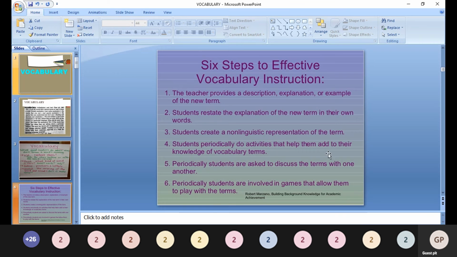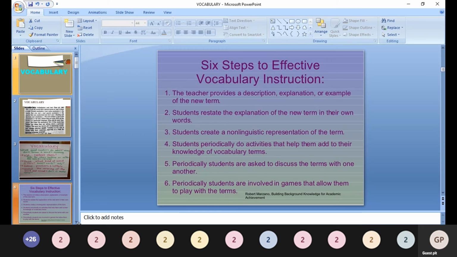Students periodically do activities that help them add to their knowledge of vocabulary terms. So students try to develop their vocabulary. Periodically, students are asked to discuss the terms with one another. Okay, so students discuss the terms. So they are instructed to use the terms in order not to forget. Periodically, students are involved in games that allow them to play with the terms. So the teacher reinstates these words to see that it is instilled in their mind. They remember. So they keep using games. These are all kinds of mnemonic devices in order to remember new terms.